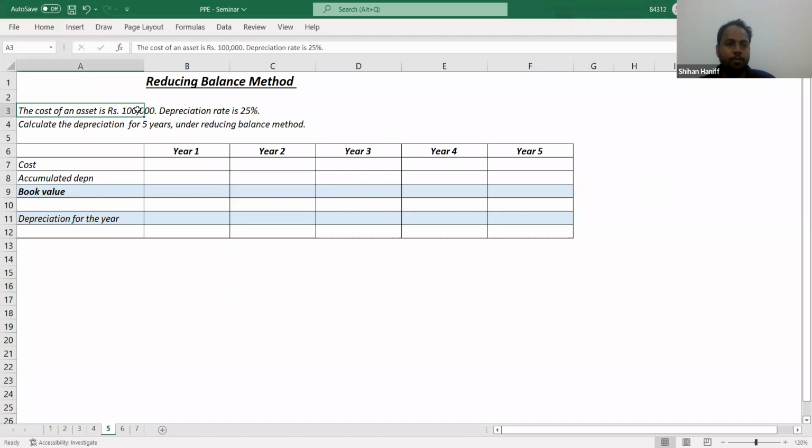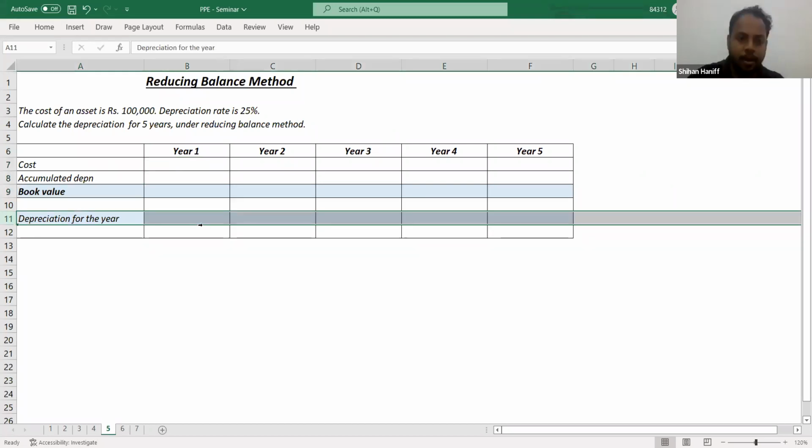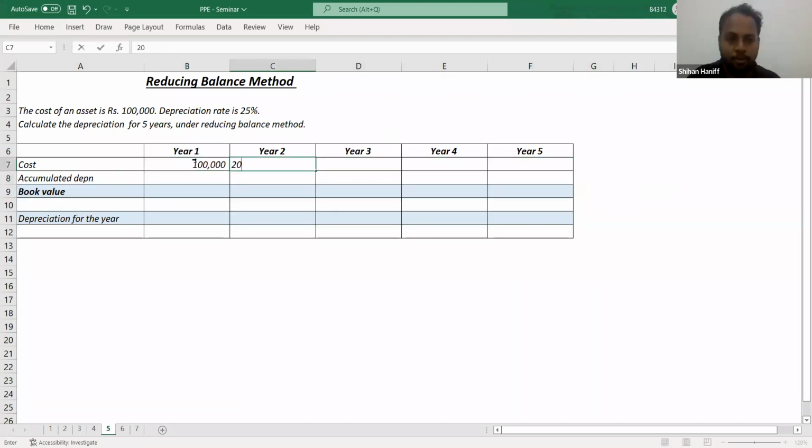The cost of an asset is 100,000. Depreciation rate is 25%. Calculate the depreciation, accumulated depreciation, book value, and depreciation for the year that goes to the income statement. This is the statement of financial position. Cost is the same, 100,000. Every year the cost is 100,000. Okay, can you all do this step?